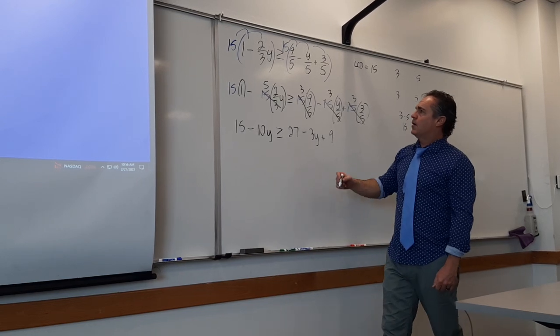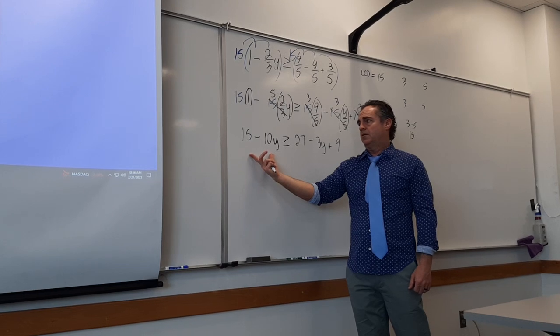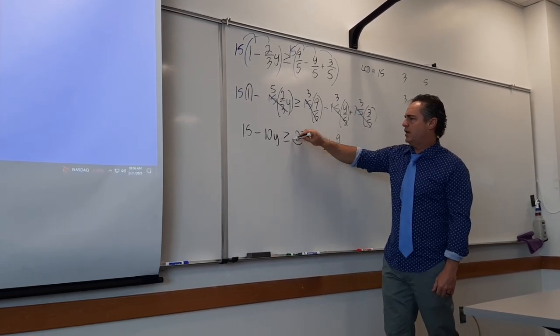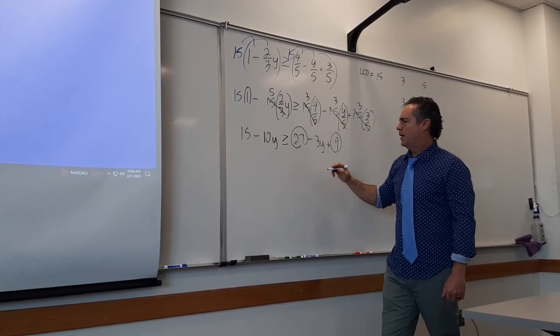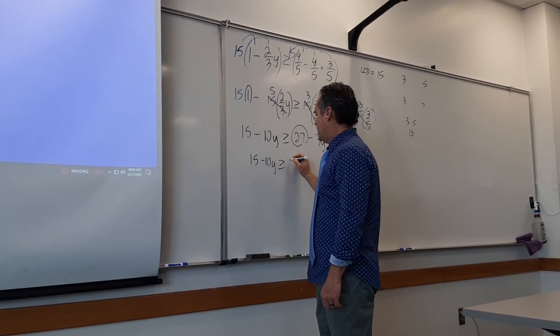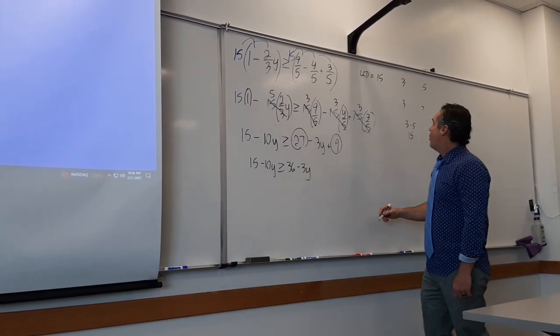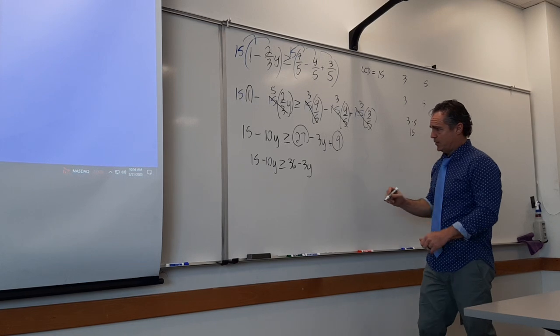I have taken care of fractions. I've taken care of parentheses. Do I have like terms on this side? No. How about this side? 27 and 9 make what? 36. So 15 minus 10y is more than or equal to 36 minus 3y. I need to get all my y's to one side. You guys okay with that? Yep.